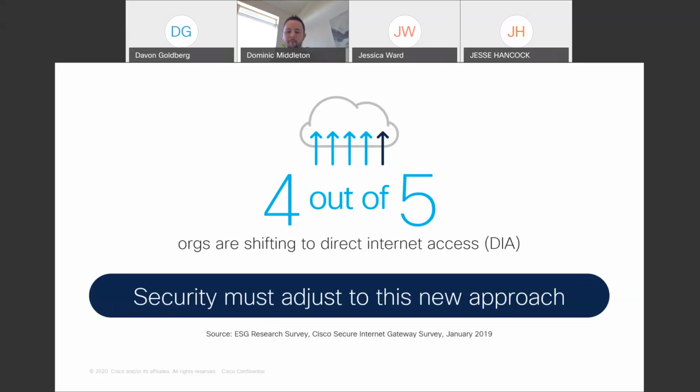So today, about 4 out of 5 organizations are shifting to direct internet access, especially, I'm sure you can imagine, with the work from home shift with COVID-19 and everything. As I'm sure if you're like me, you're probably getting tired of hearing about COVID-19. But as our customers and as our workers shift to a totally wireless, totally work from home environment, security has to shift to that too, right?